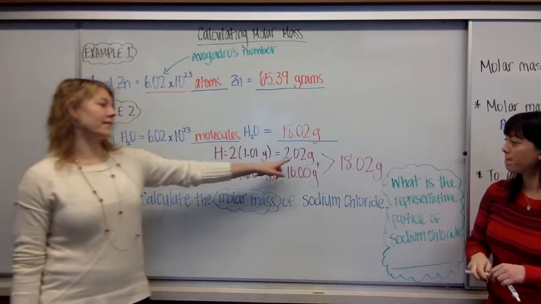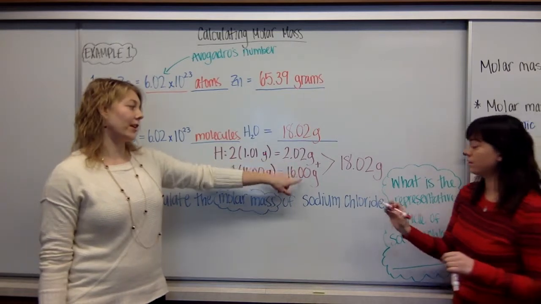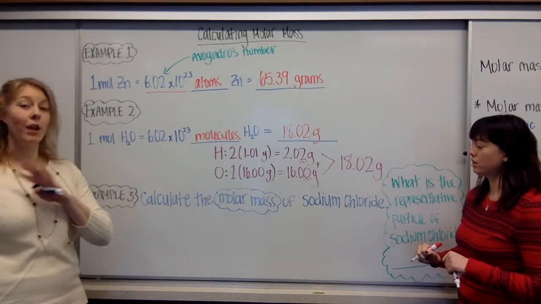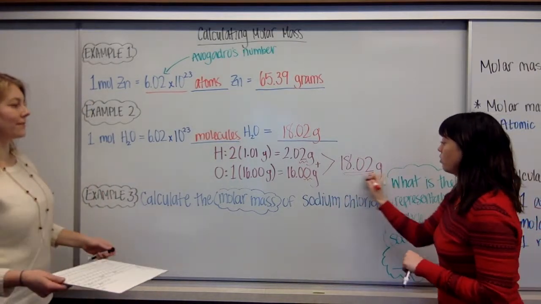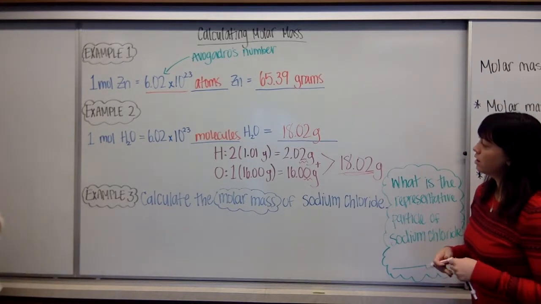Remember when you're adding these together, we're adding, so when we're thinking about sig figs, we're actually looking at the least number of decimal places. They both have 2 decimal places, so your molar mass will always have 2 decimal places. Which you can remember because that's as far as it goes on the periodic table.